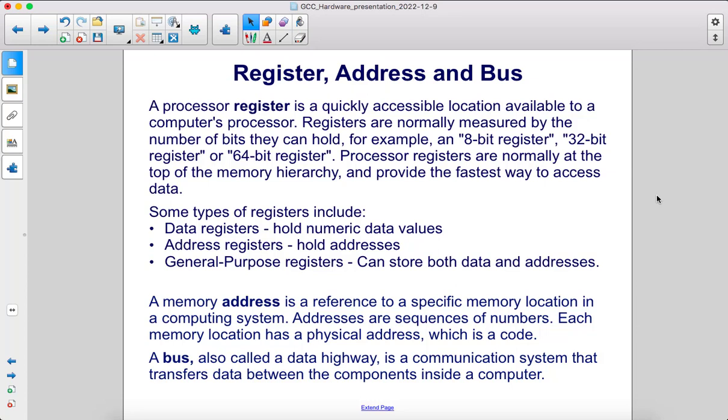A memory address is a reference to a specific memory location in a computing system. Addresses are sequences of numbers. Each memory location has a physical address, which is a code. A bus, also called a data highway, is a communication system that transfers data between the components inside a computer.